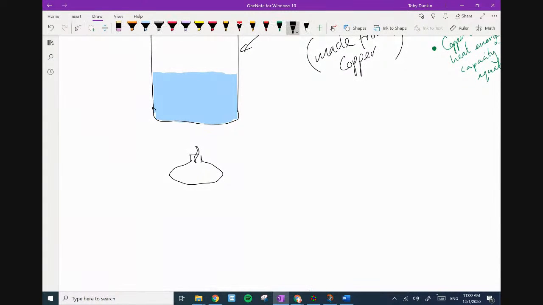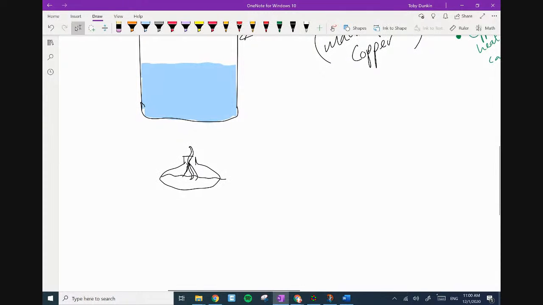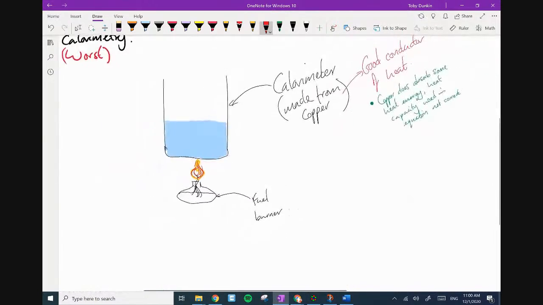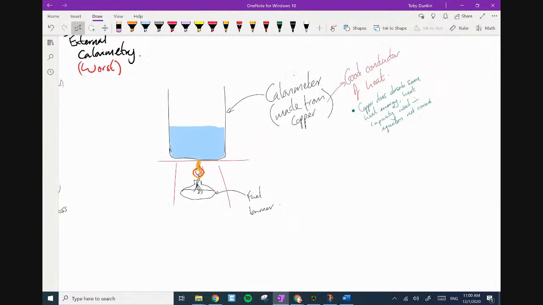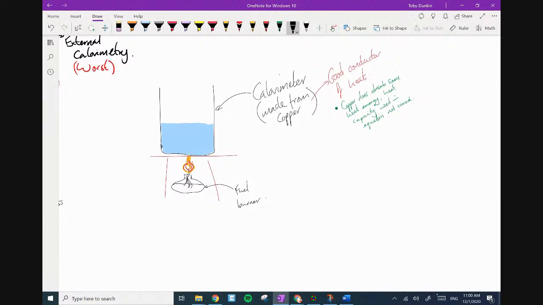There we go. So this is a burner. This is a fuel burner. And the source is therefore outside. So this is our fuel burner. What we're going to do is we're going to light this, and we're going to measure the heat output of this thing. And you can see that the heat source is outside the calorimeter. So that's the difference. Let's put a stand on there. Why not? Okay, and this is why it's called external.